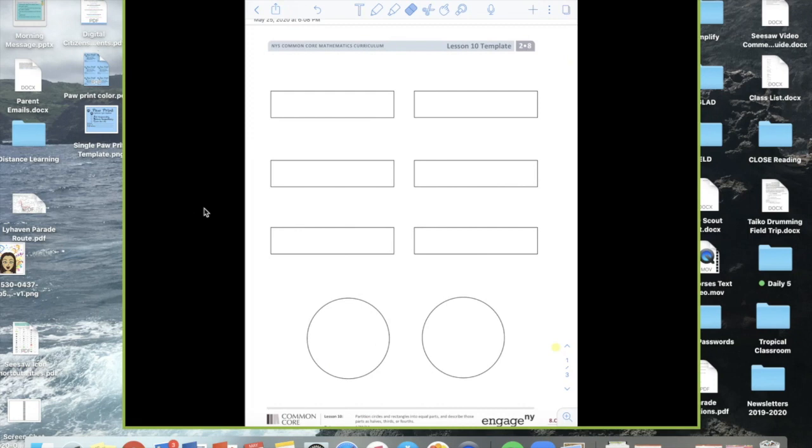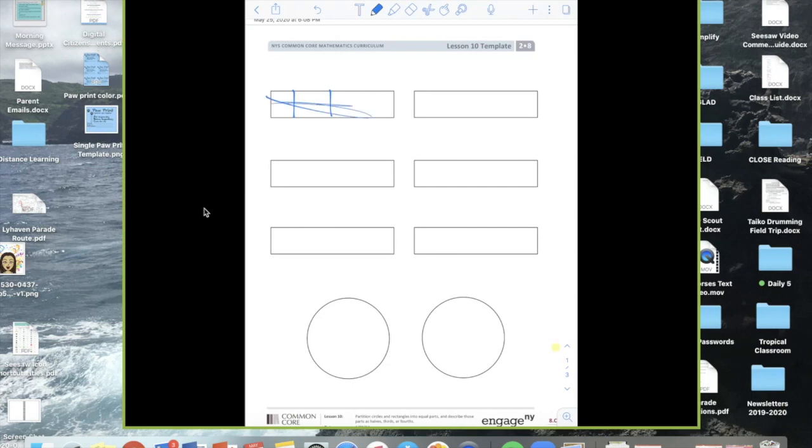So now I'm going to use the same shapes and I'm going to partition them into fourths this time. Okay, so I can use vertical lines. So if you're going to do vertical lines, I suggest you partition it into half and then you do each half. And then you can see that there are fourths, okay?